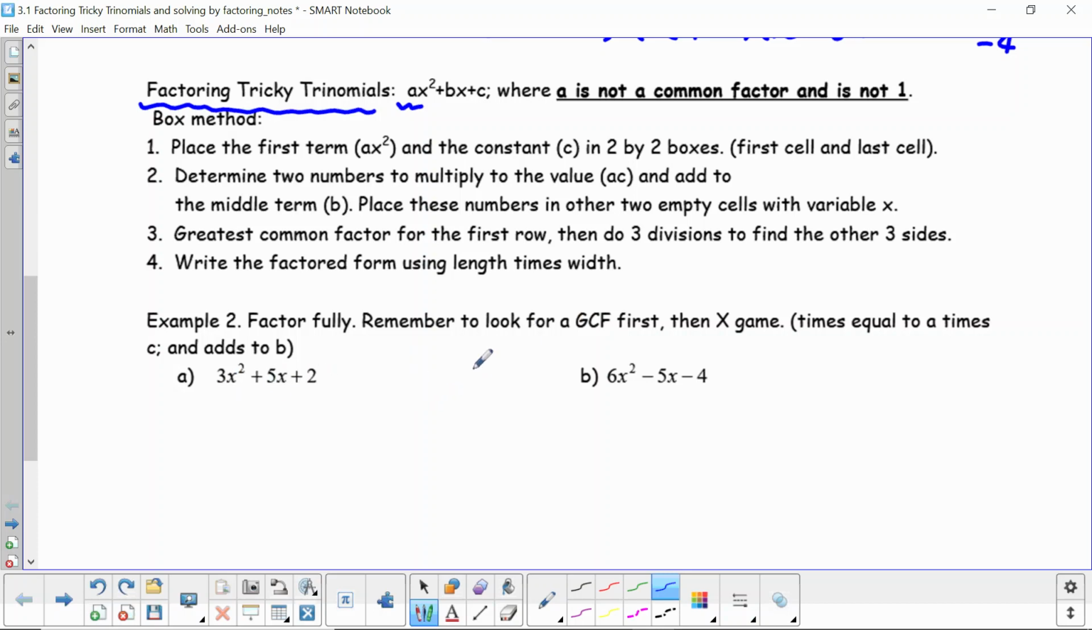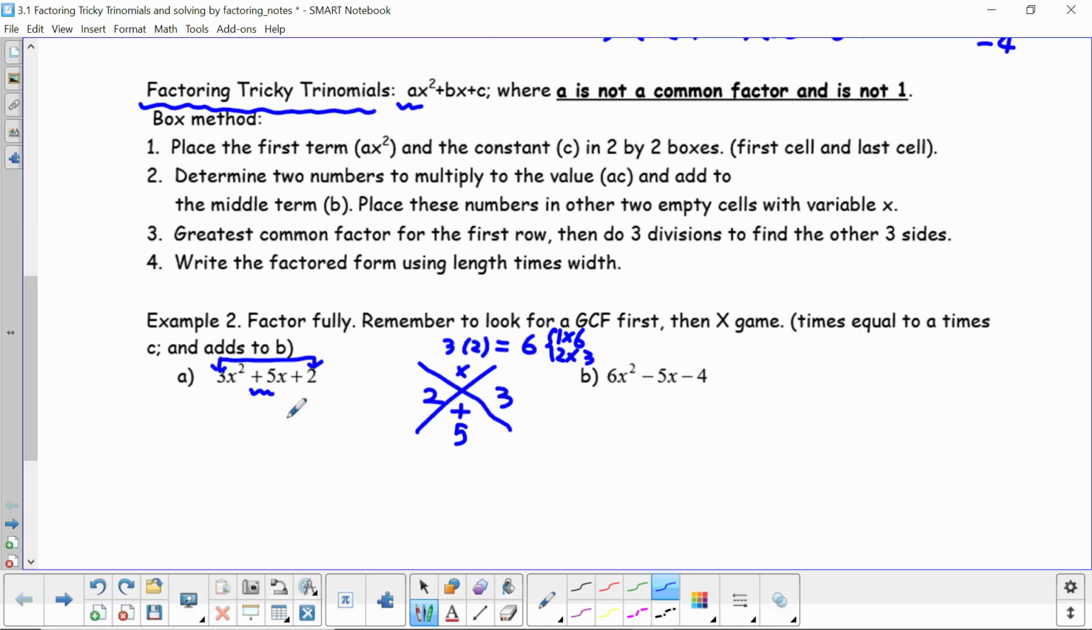If none of them work, 3, 5, 2, no common factor, then we are going to start the X game. And for the X game, this time be careful. We need to multiply A and C together. This time A is 3, not 1, so 3 times 2 gives you 6. So this is the product. The sum is still the number at front of x, 5. Then for 6, the factors are 1 times 6, 2 times 3. Then you will find out, okay, 2 and 3 work.